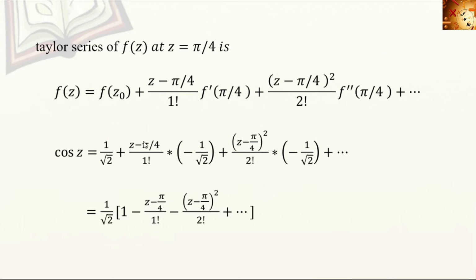Here 1 by root 2 is a common term. So 1 by root 2 into 1 minus z minus pi by 4 by 1 factorial minus z minus pi by 4 the whole square divided by 2 factorial plus etc. So this is the Taylor series expansion of cos z at the point z equal to pi by 4.